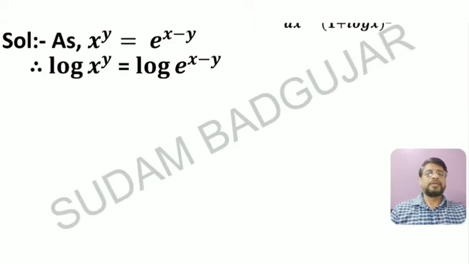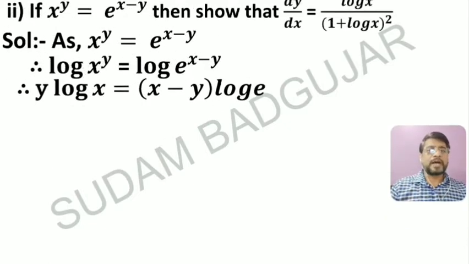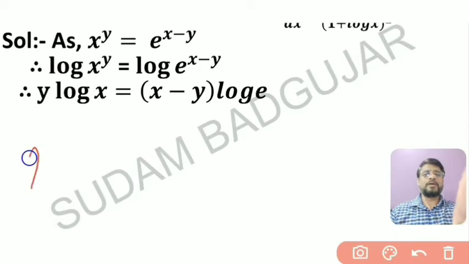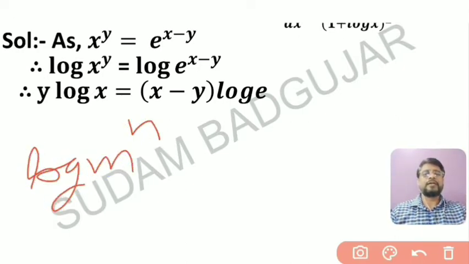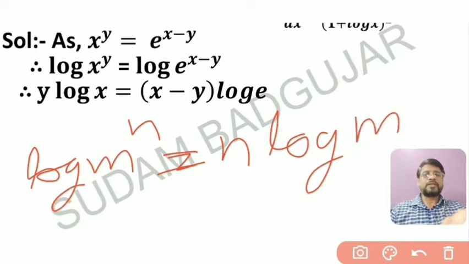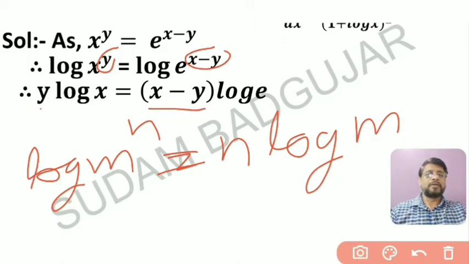By simplifying this, taking log on both sides, you will get log of x raised to y is equal to log of the RHS. Again you have to apply the log of m raised to n formula: log of m raised to n becomes n into log m. By using this formula, y becomes a multiple, and the power x minus y also becomes a multiple.